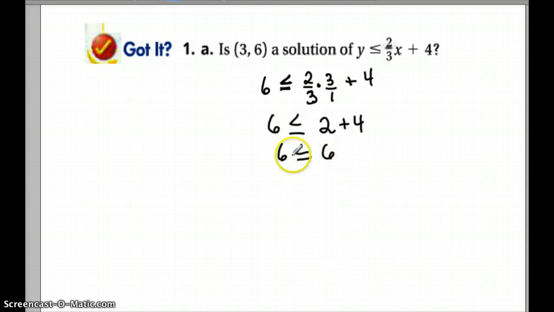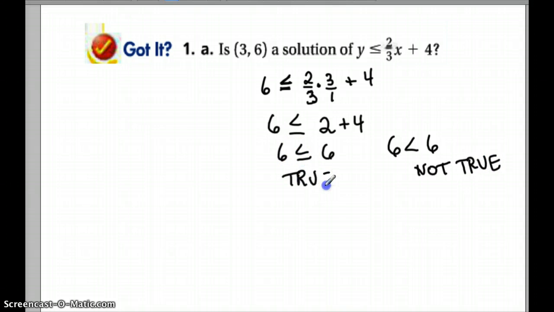And that is true because the inequality that is used here is a less than or equal to inequality, giving us the option of the two sides being equal. If this were just 6 is less than 6, this would not be true. But since it is less than or equal to 6, this one is true. So please understand the distinction.